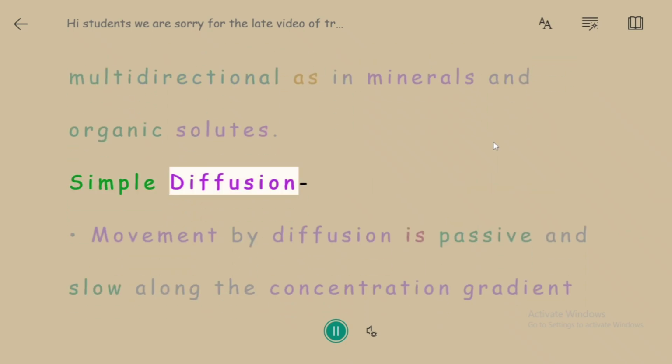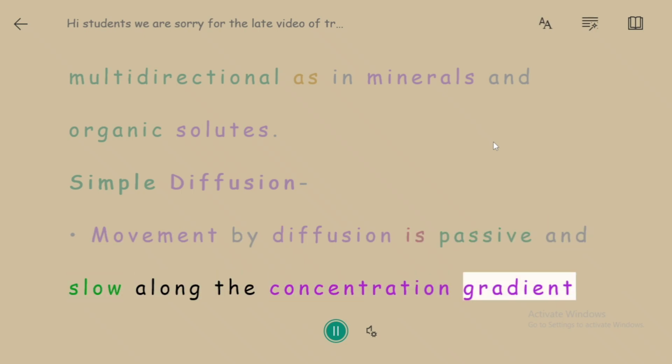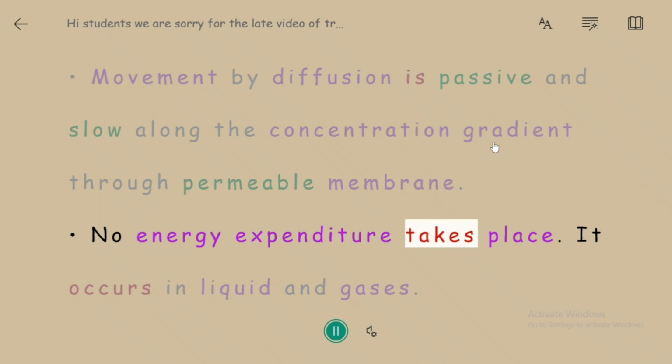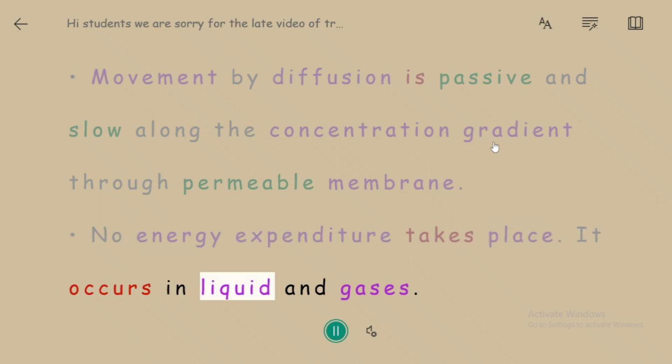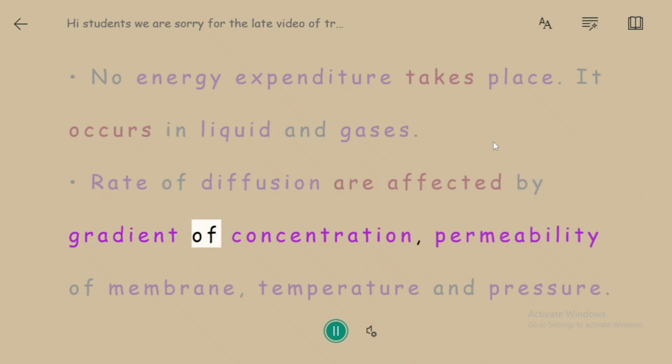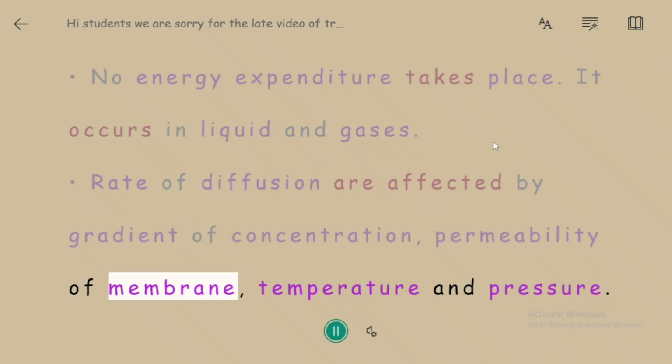Simple diffusion. Movement by diffusion is passive and slow, along the concentration gradient through a permeable membrane. No energy expenditure takes place. It occurs in liquids and gases. The rate of diffusion is affected by the gradient of concentration, permeability of membrane, temperature and pressure.